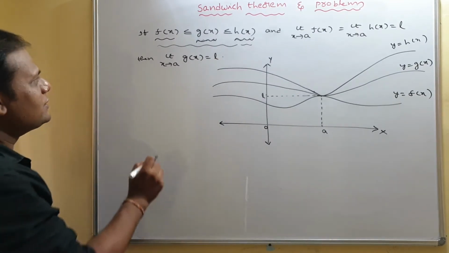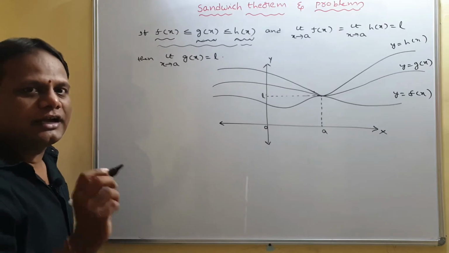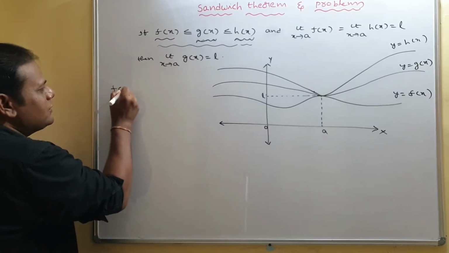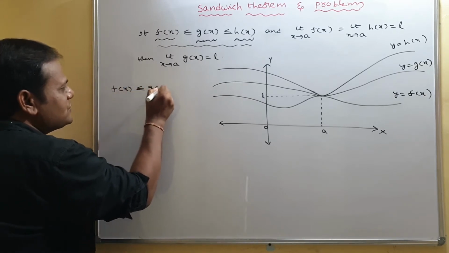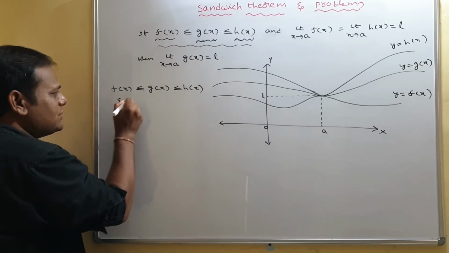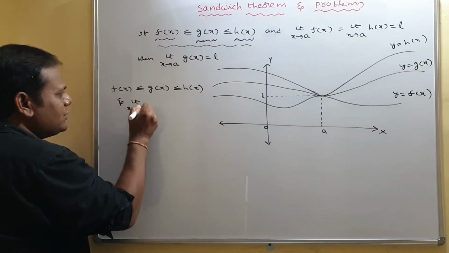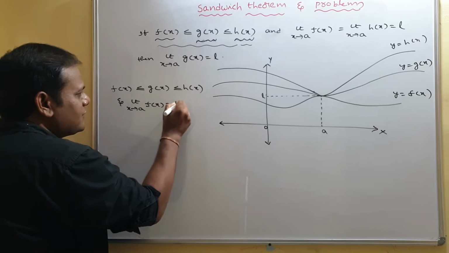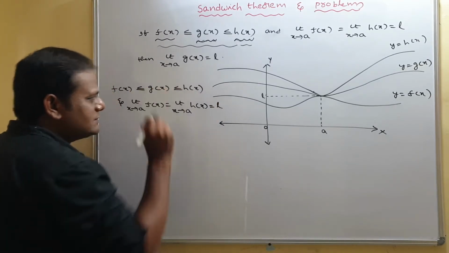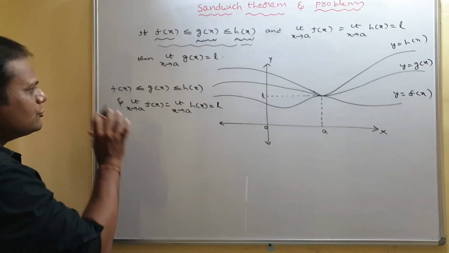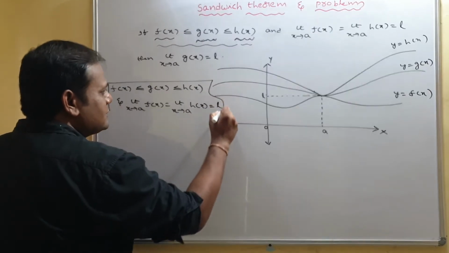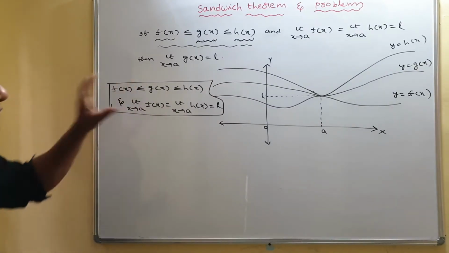Here, once you observe what information is given and what we have to prove: they have given f of x less than or equal to g of x less than or equal to h of x, and also limit x tends to a f of x is equal to limit x tends to a h of x, that is L. So we try to draw the graph for this information.